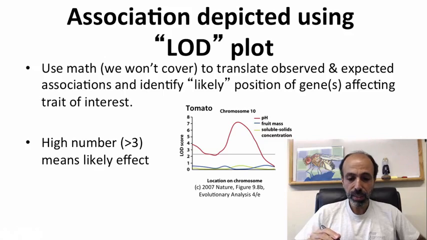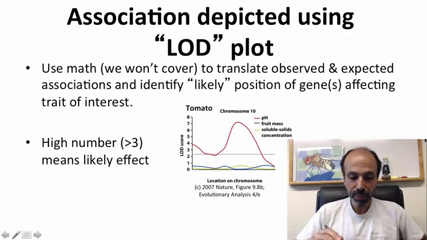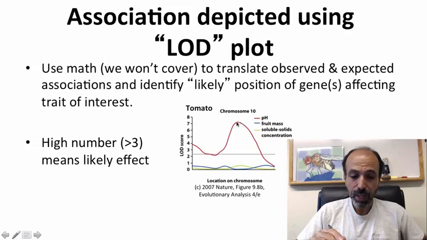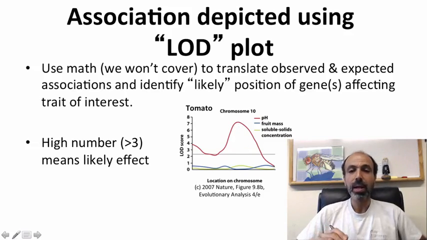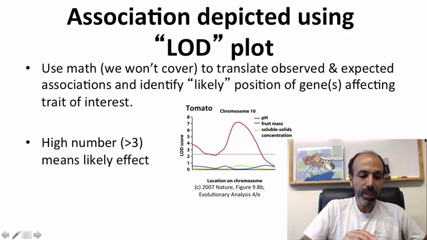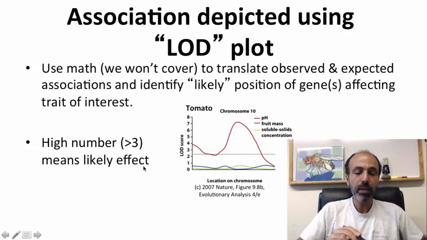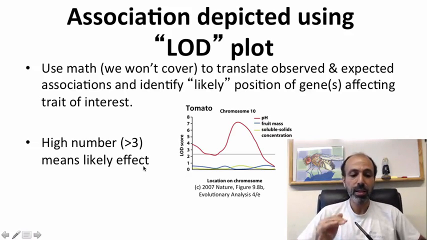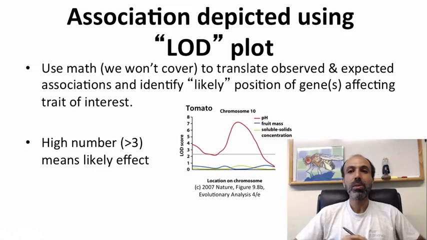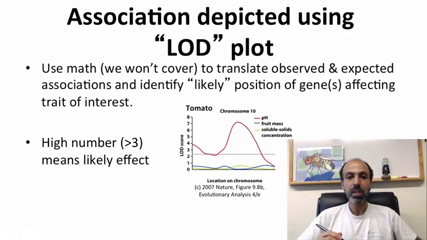So in this case, this is looking at various traits associated with tomato, and pH here is very well explained. And you see, looking across chromosome 10, there's an area where a lot of the variation in pH is explained, and there's areas where it's not. Now, typically speaking with LOD plots, a high number means a more likely location for genes causing the effect. Often a cutoff of about 3 is used: if you see a LOD score above about 3, that means you see a statistically significant association.